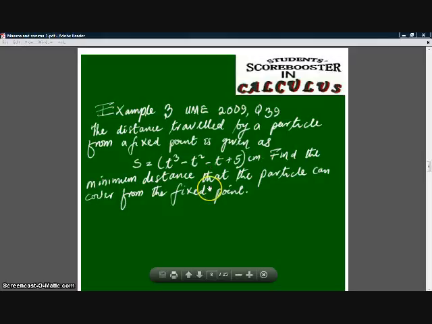So let's see how to go about this. We have to find the minimum distance. You know that minimum distance here means s, so you find the value of t at the minimum, and it is that value of t that will make s the minimum distance. Okay, so let's look at it.